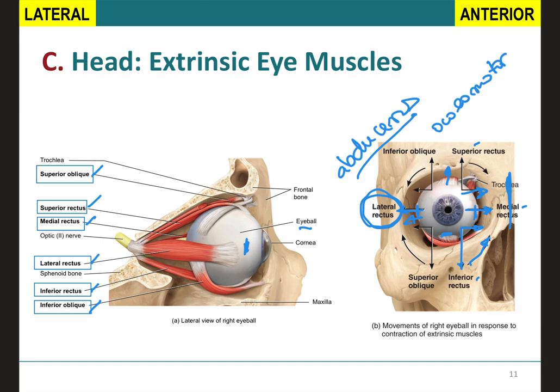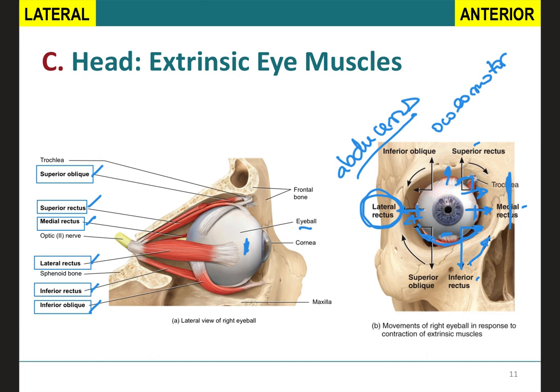Then we're going to have the obliques. We have two obliques. We have the superior oblique, which is this one right over here, and then we have the inferior oblique, which is this one right over here. The superior oblique will originate on the sphenoid, and it will insert obliquely on the superior part of the sclera. And the inferior oblique will originate right over here on the maxilla, and it will insert on the lateral part of the sclera.